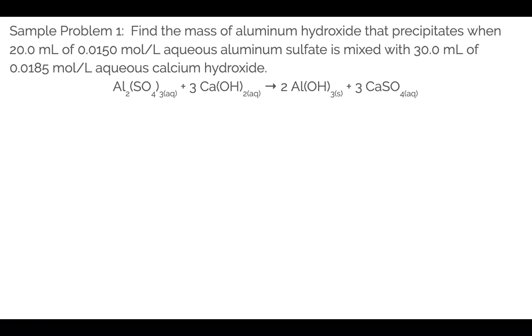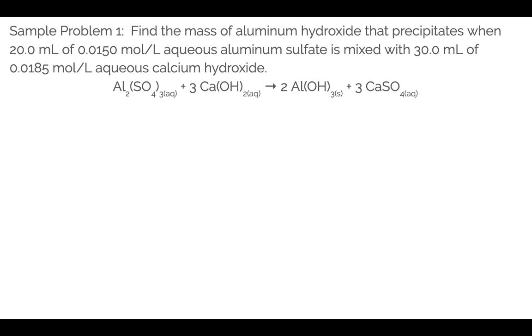So the first example, find the mass of aluminum hydroxide. So that's the precipitate in this double displacement reaction. Find the mass of aluminum hydroxide that precipitates when 20 mL of 0.050 mole per liter aqueous aluminum sulfate is mixed with 30 mL of 0.0185 moles per liter of aqueous calcium hydroxide. So we've been given volumes and concentrations for both reactants. So we need to figure out what the limiting reactant is before we can figure out what mass of the product is created.